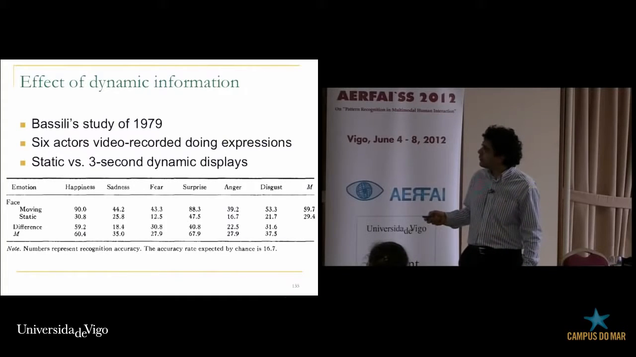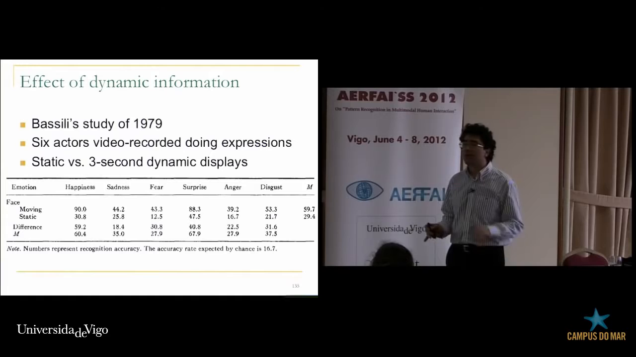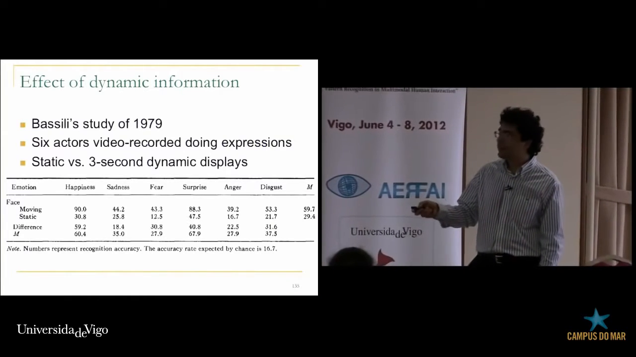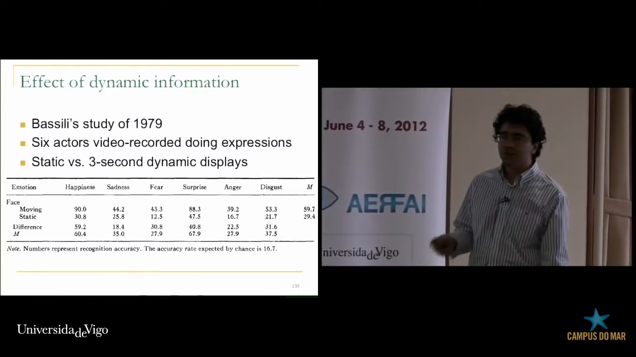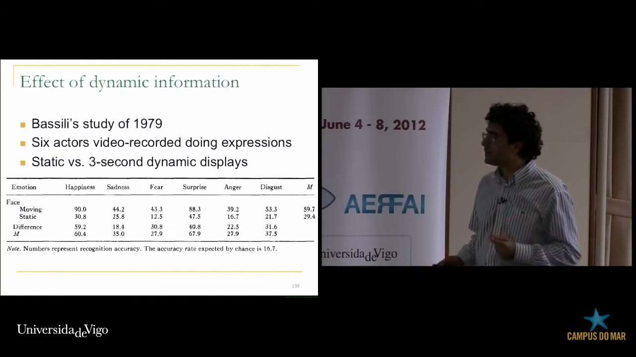And what he found was, with the moving faces, 60% correct. With the static faces, only 30% was correct. So dynamic information, for humans at least, is very informative in classifying expressions. And these are just the basic expressions. For subtle expressions, the matter may be even more important.